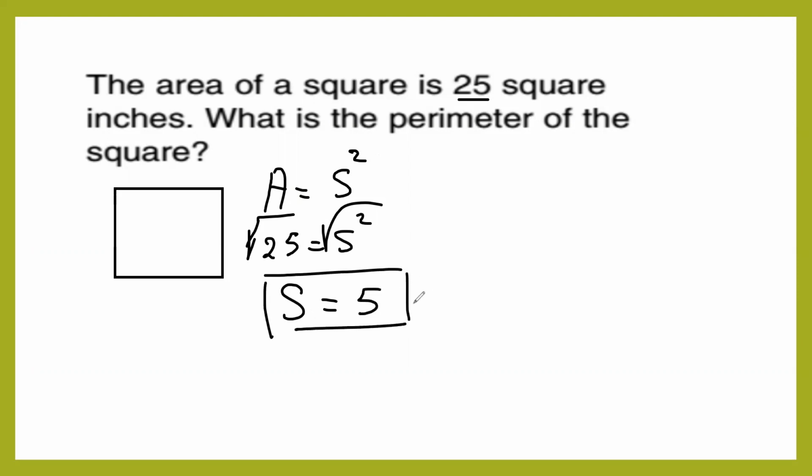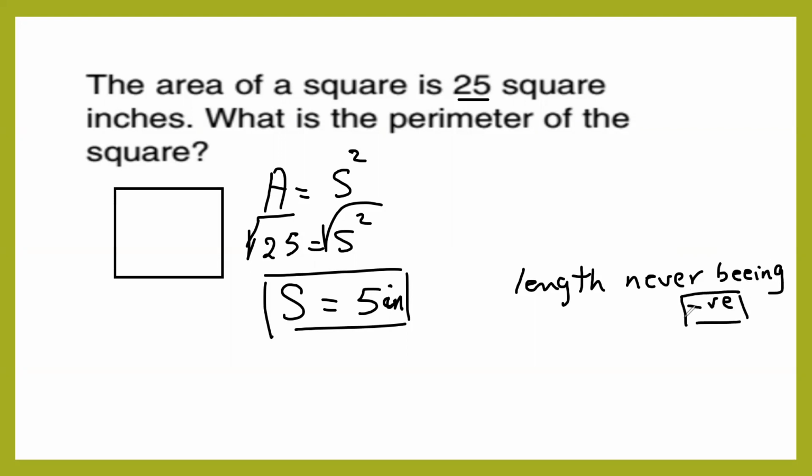Why are we not using 5 centimeters here? Yes, it's inches. Why are we using only positive, not negative? Because a length is never negative, so I'm supposed to select the positive only.